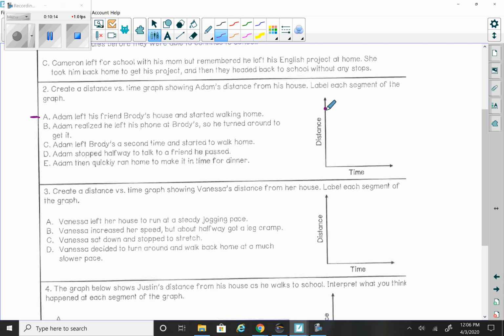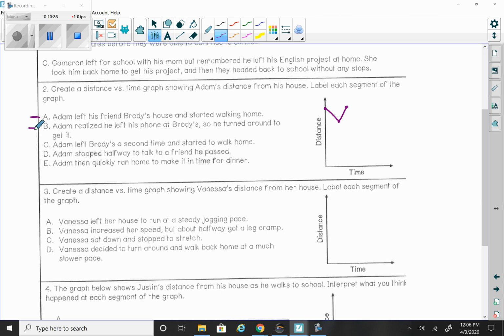So this part of the line is going to go downhill. So that's the part A of this, right? So that's the A section of my graph. And then B, Adam realized he left his phone at Brody's house, so he turned around to get it. So he, again, turned around and went back to Brody's house. So we're going to see the line go back up here, right? So that's B. He went back to his friend Brody's house.